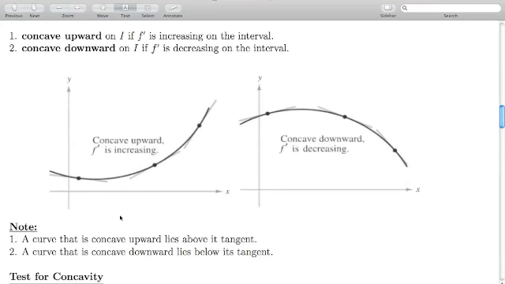Now as a side note, a curve that is concave up lies above its tangent. So no matter where you draw a tangent on this interval, the function is above the tangent. So that tells you that it's concave up. This function, no matter where you draw your tangent, the function is below the tangent, so it's concave down.